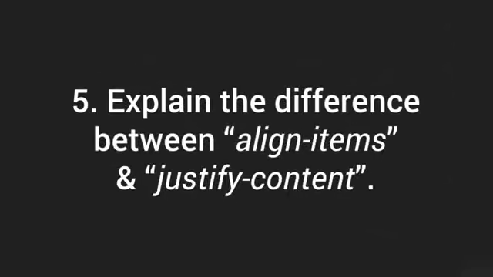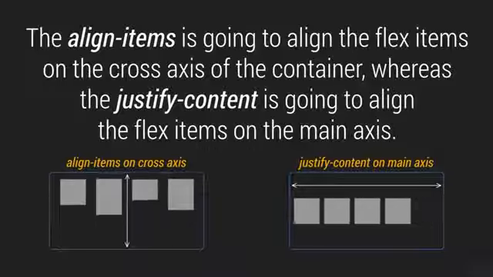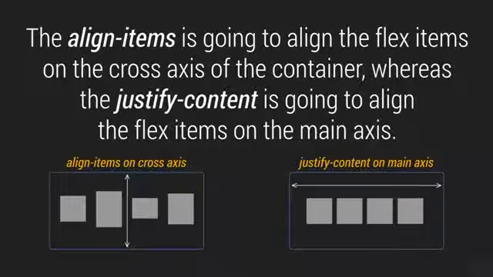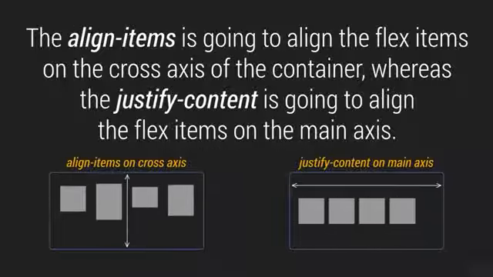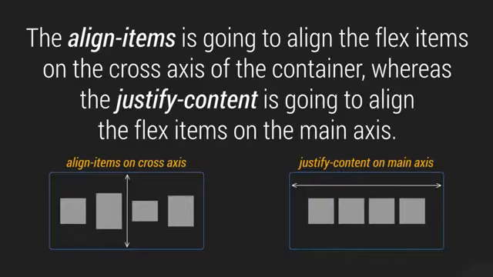Explain the difference between align items and justify content. The align items is going to align the flex items on the cross axis of the container, whereas the justify content is going to align the flex items on the main axis of the container. So this is the main difference between these two properties.